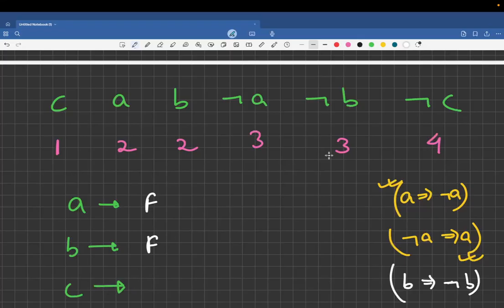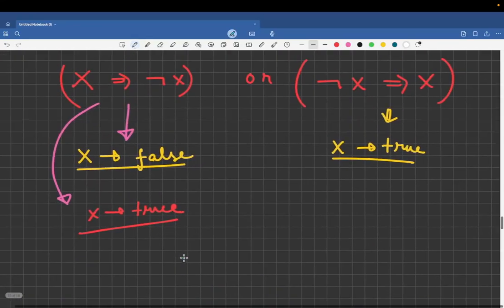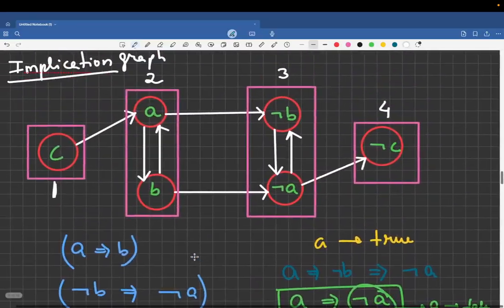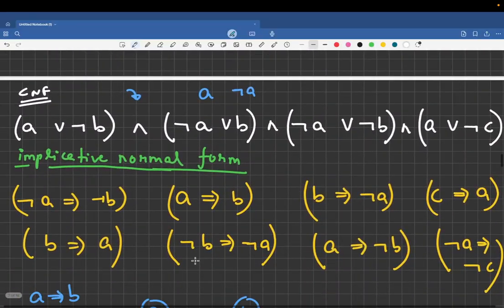Similarly for C, if you just look, the component number of C is lesser than the component number of not C. So in this case, again, I will assign C as false. So by assigning all of these 3 variables false, let me see what answer I get to this CNF.